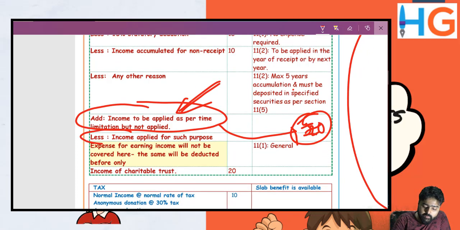Now, less income applied for such purpose. For example, if the purpose is charitable activity, and the charitable activity is relief to the poor, the amount applied for relief to the poor will be deducted here. Okay.